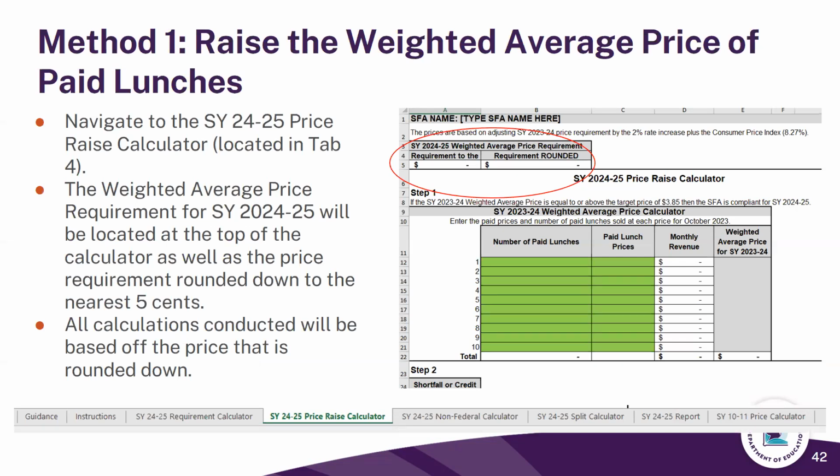Method 1, raise the weighted average price of paid lunches. This set of instructions is for SFAs who want to raise the weighted average price of paid lunches to meet the weighted average price requirement. Navigate to the school year 24-25 paid price raise calculator located in tab 4. The weighted average price requirement for school year 24-25 will be located at the top of the calculator, as well as the price requirement rounded down to the nearest 5 cents. All calculations conducted will be based off the price that is rounded down.